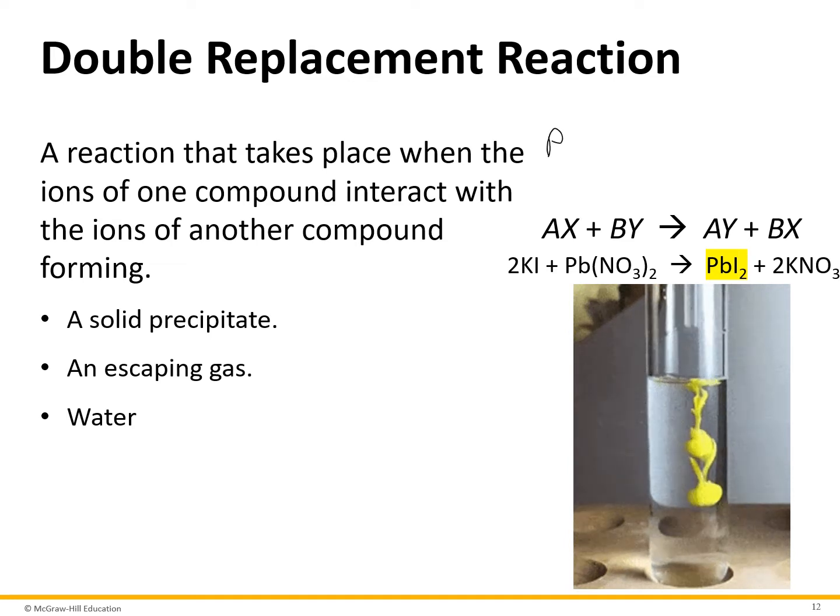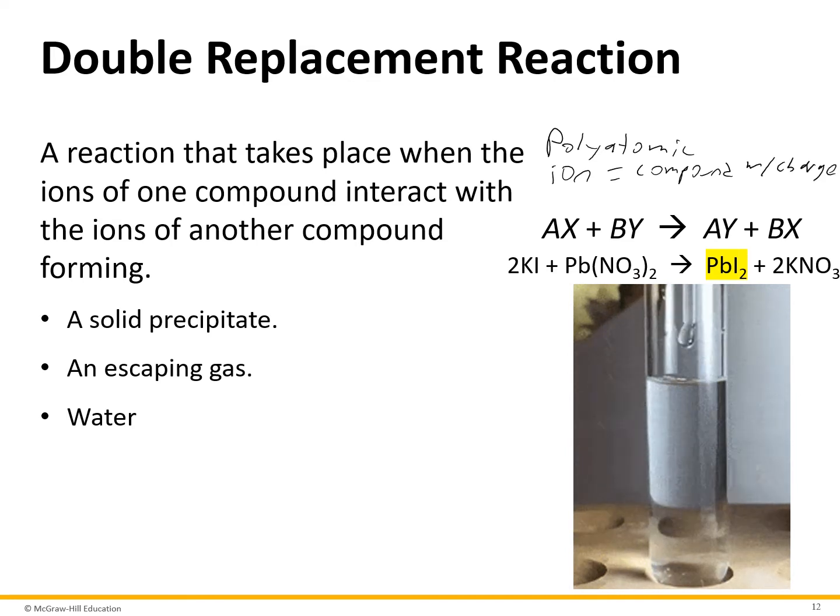So polyatomic, which is basically a compound with charge. Nitrate has a -1 charge. Lead, in this case, has a +2 charge. So this acts like a salt, even though there's a covalent compound in it. So two -1s balance out the +2 of the lead. That makes it a stable salt, even though it has a covalent component to it, which is kind of cool. Anyway, sorry for that aside.